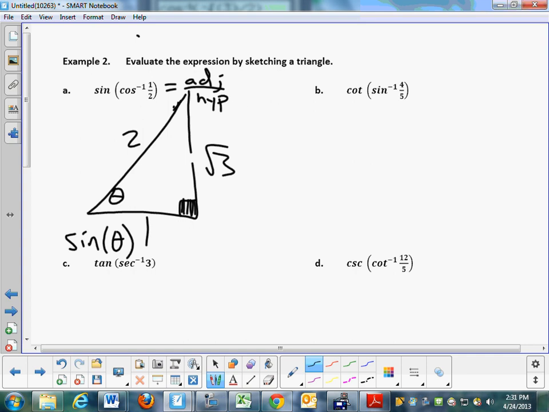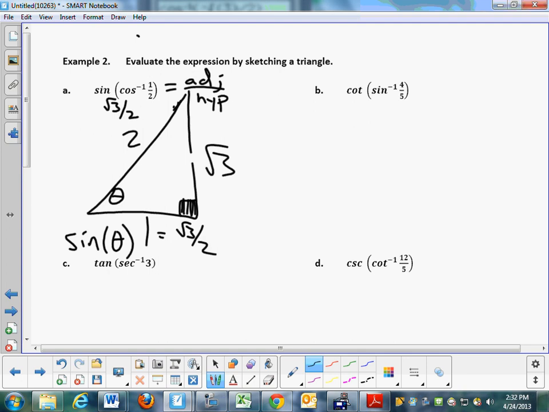Sine is opposite over hypotenuse. Opposite over hypotenuse is square root of 3 over 2. So this answer right here is the square root of 3 over 2. Bada bing, bada bam, bada boost. You'll see it easier the second time.